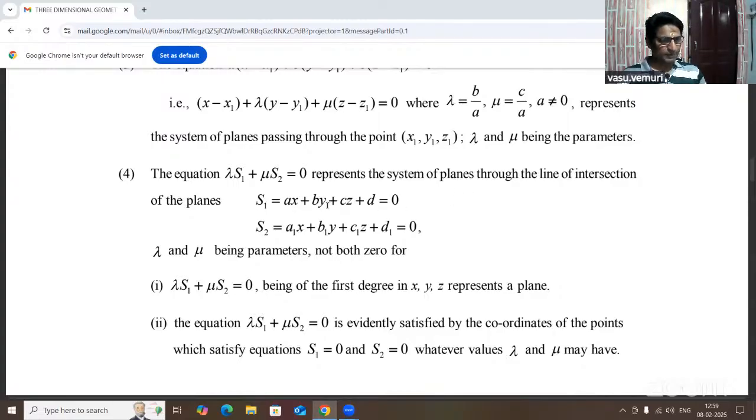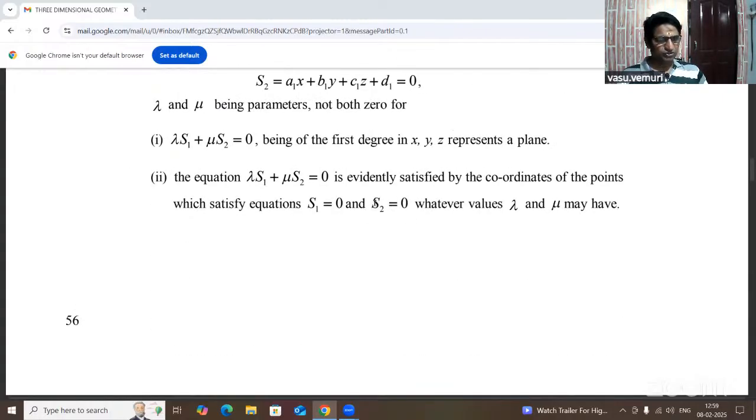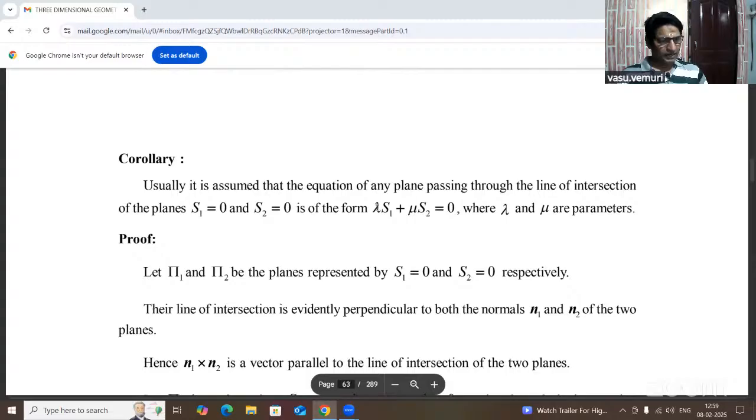The first plane is ax plus by plus cz plus d equal to 0. The second plane is a1x plus b1y plus c1z plus d1 equal to 0. Here lambda and mu are both parameters, but not both are 0. Now it represents a first degree equation in terms of x, y, z. So what is the corollary?